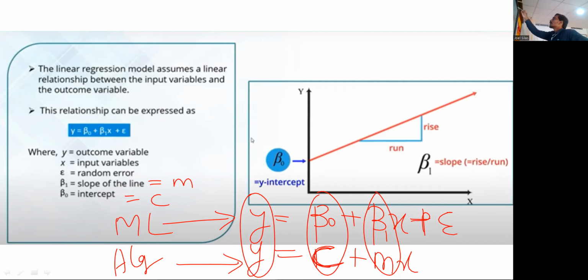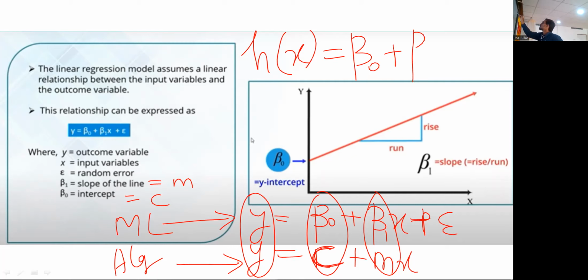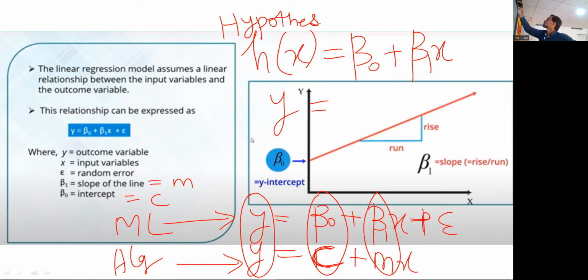Now there is another way. Instead of writing y is equal to beta 0 plus beta 1 x plus epsilon, generally we write it as h of x is equal to beta 0 plus beta 1 x, okay, where h of x is nothing but y, which is predicted, where h of x is called as hypothesis. H of x is hypothesis. So the line that we plot, or that equation, is called as hypothesis. That itself is known as hypothesis.